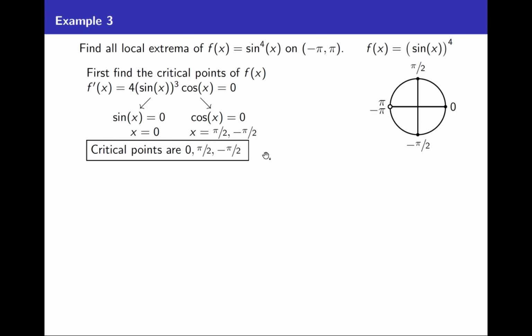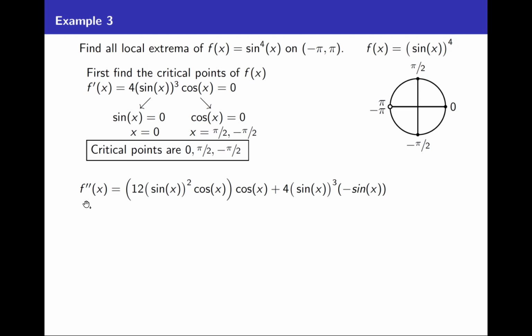So for this, we could use the second derivative test. The second derivative test says for each one of these critical points, plug it into the second derivative and see whether you get a positive or a negative. You get positive, you've got a local minimum. If you get negative, you got a local maximum. Well, either way, it involves calculating the second derivative, so let's get to work on that.